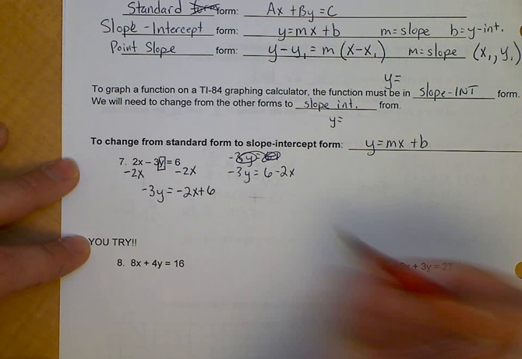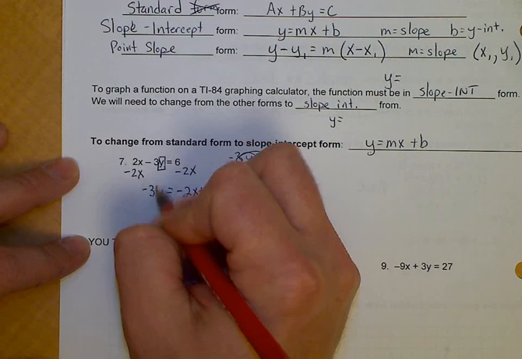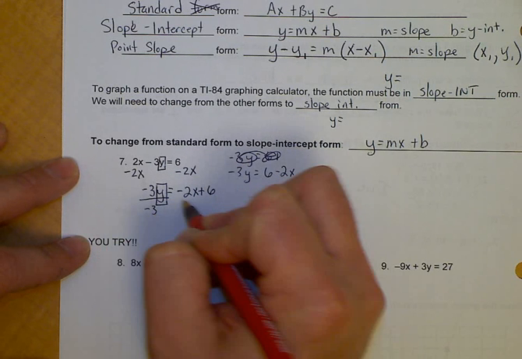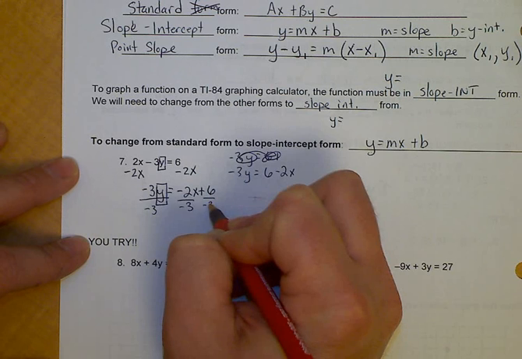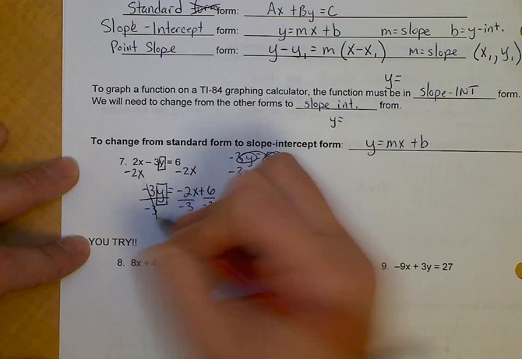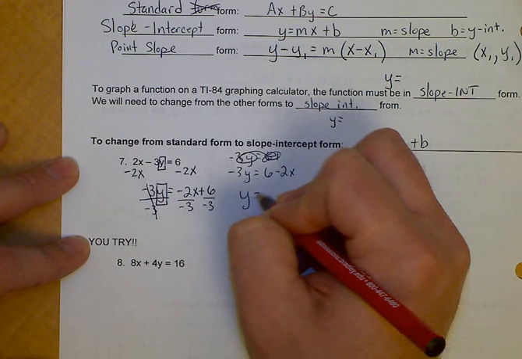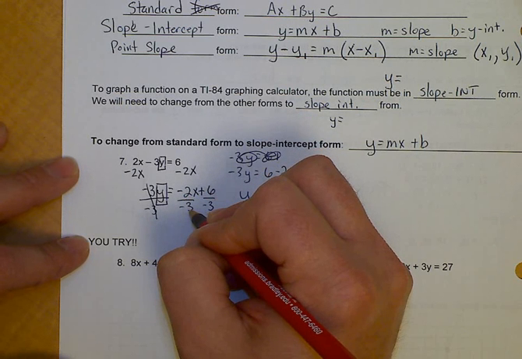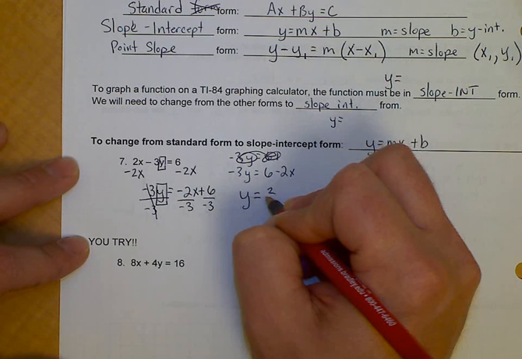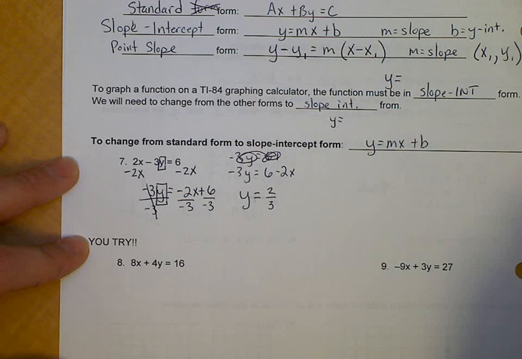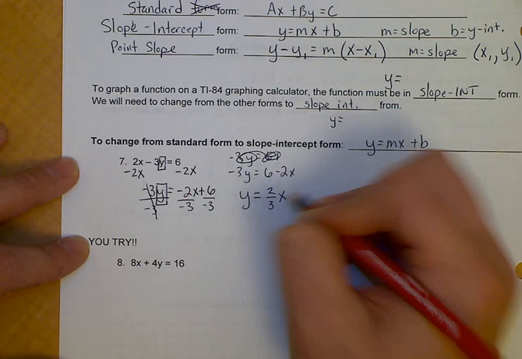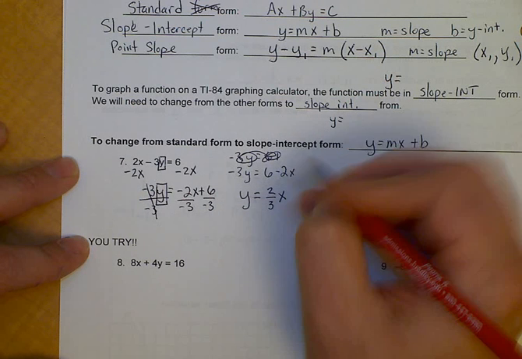All right, now I still want to get this y by itself. So I got to divide everything by negative 3. Okay, so those are going to cancel. I have y equals negative 2 divided by negative 3 gives me a fraction. Okay, but I know I can change those both to positive, because a negative divided by a negative is a positive. x. And 6 divided by negative 3 is negative 2.